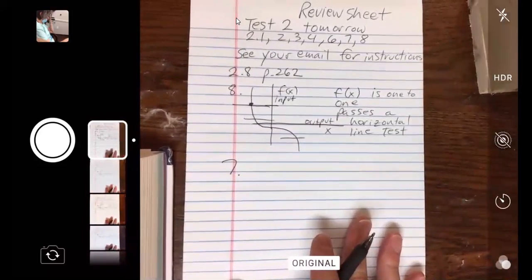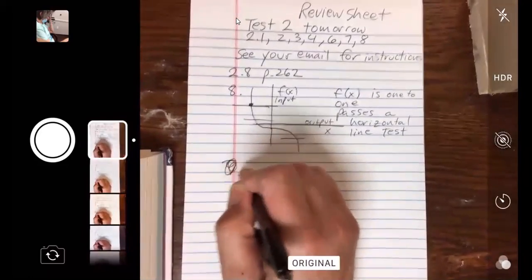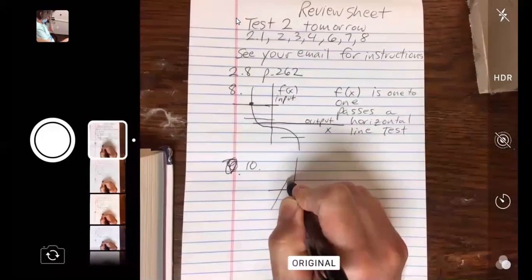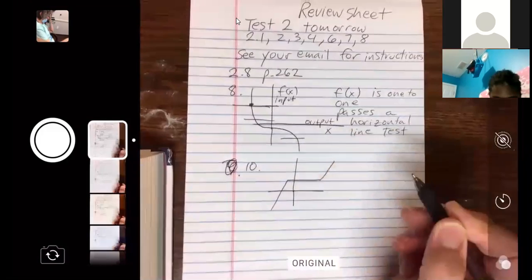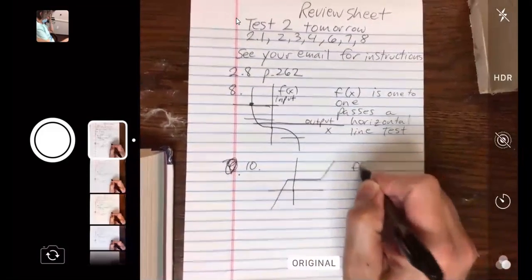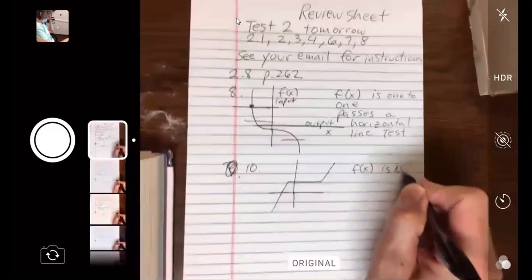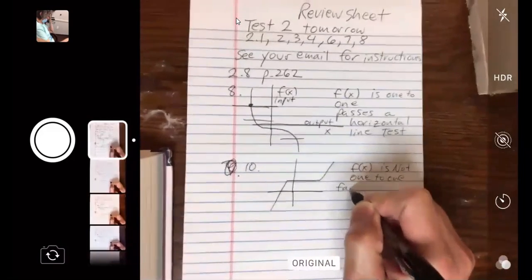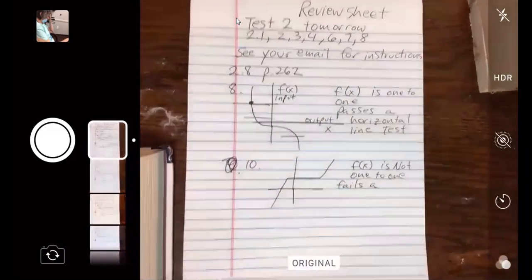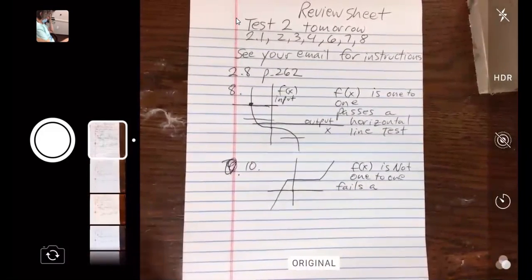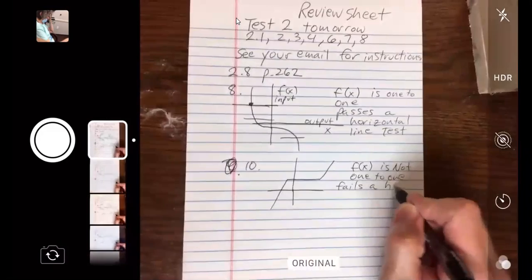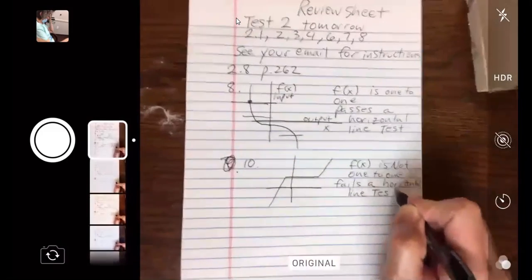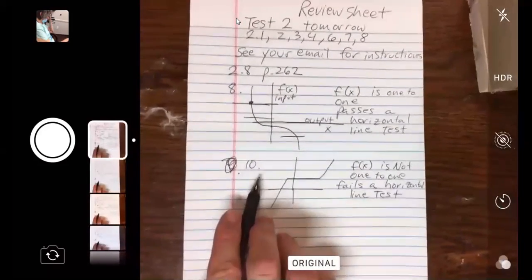You can contrast this with, say, number 10, which comes up in a straight line and over, and f of x here is not 1-to-1. It fails the horizontal line test. That was problem 10 on page 262.